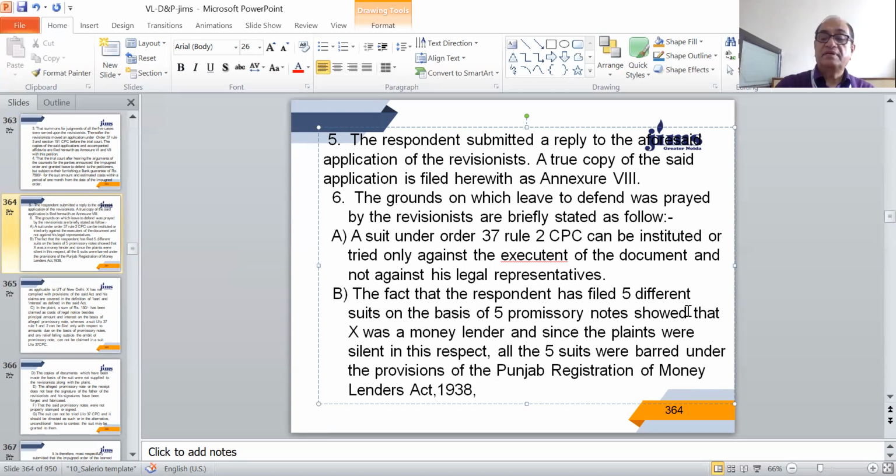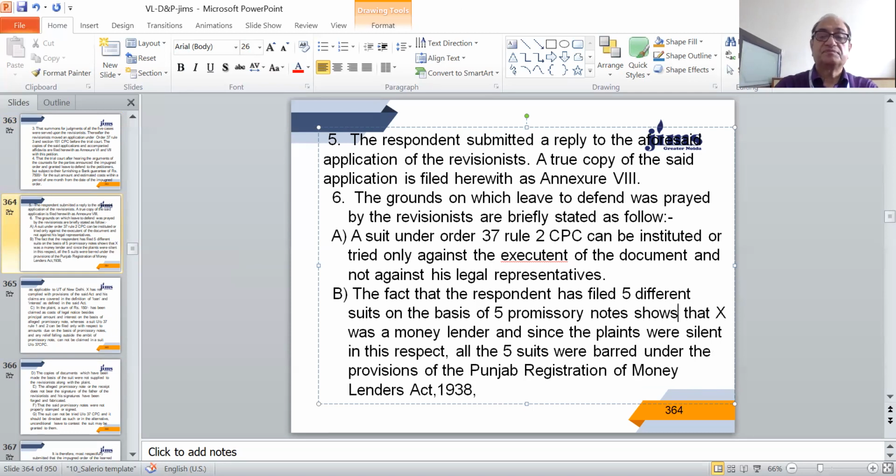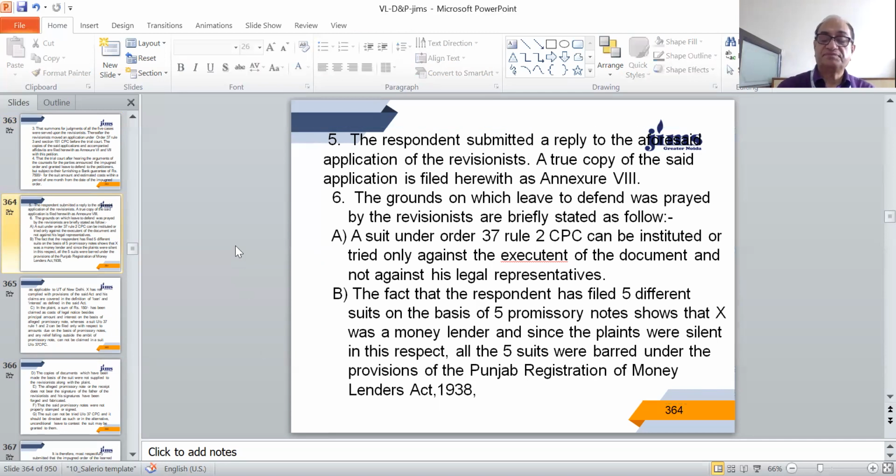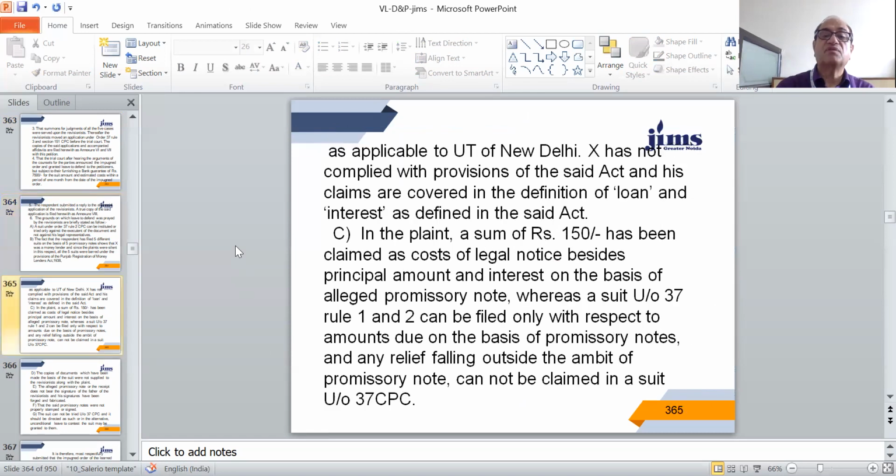shows that X was a money lender, and since the plaintiffs were silent in this respect, all the 5 suits were barred under the provisions of the Punjab Registration of Money Lenders Act 1938. This is the second ground of revision, and this law is applicable to the Union Territory of New Delhi also, and X has not complied with the provisions of the said Act and his claims are covered in the definition of loan and interest as defined in the said Act.